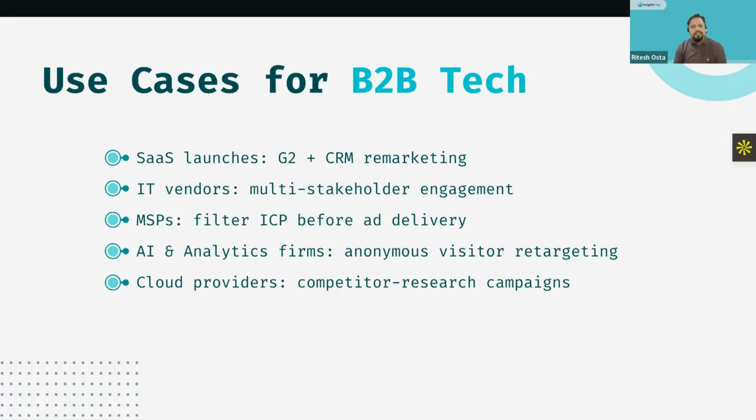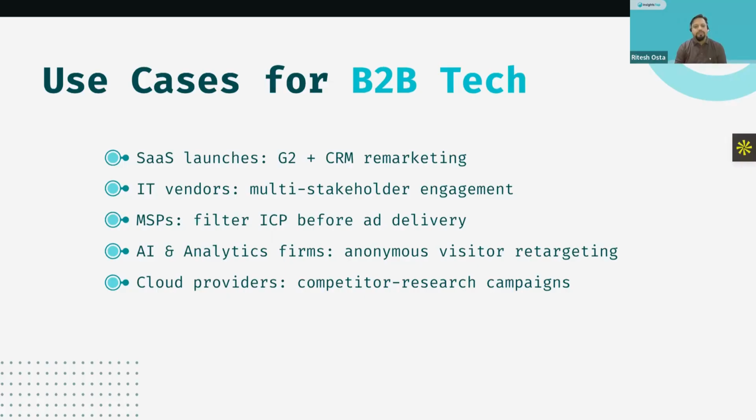So some use cases for B2B tech SaaS launches: G2 plus CRM remarketing, especially for SaaS-based B2B software companies, who use it a lot. IT vendors, multi-stakeholder engagement. They want to engage with end users like IT managers, and also with decision makers like the CIO. In this kind of scenario, this can work very well. MSPs, managed service providers, filter the ICP before the ad delivery. Of course, you don't want to show the same ad to the developer, the CIO, and the CFO. So you need more personalization and more context. This is where it can really help.